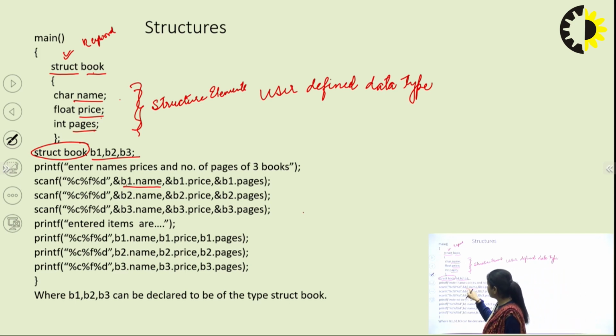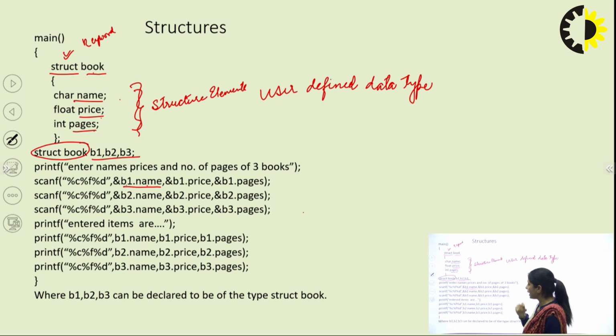Initially, we will be having structure variable dot structure name. It is mandatory to have a structure variable before using the structure element. Okay, that means it says enter the name, price and number of pages of 3 books, right? When I'm writing b1 dot name, b1 dot price, b1 dot pages, that means I'm asking a user to give an input for the name of book 1, price of book 1, pages of book 1.